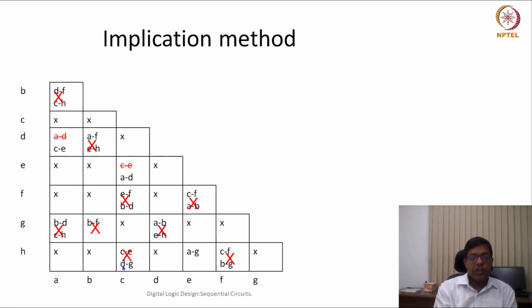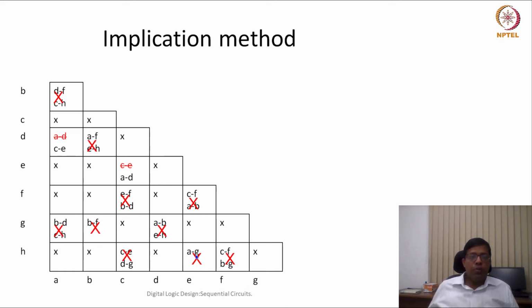C and E, this is because of D and G. So now D and G is not equivalent, so this is also not equivalent. And because we have removed A and G as not equivalent, this A, E and H is also not equivalent. So we are trying to do this recursively. As soon as one particular pair says that they cannot be equivalent, because of that some other pair will also say they cannot be equivalent.